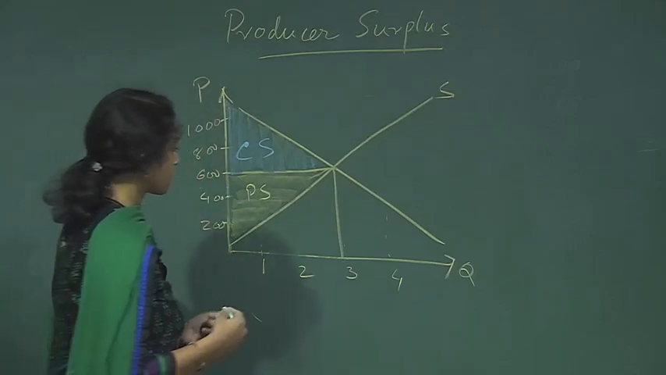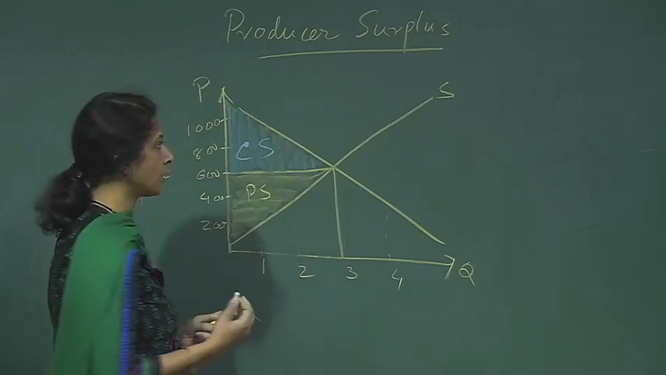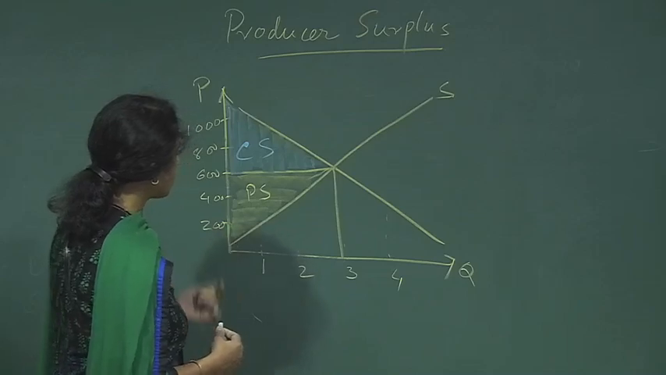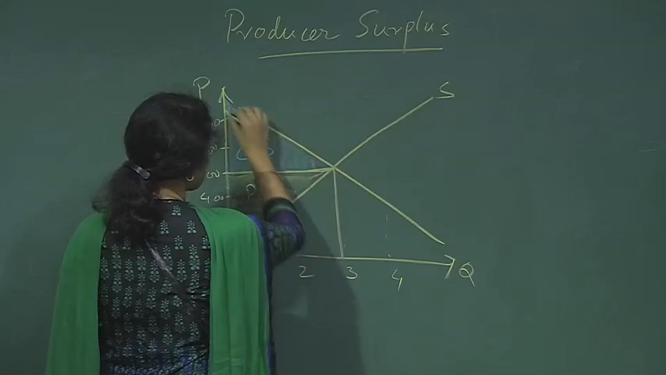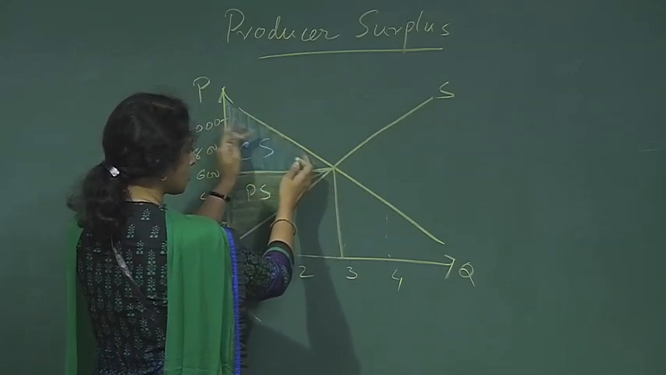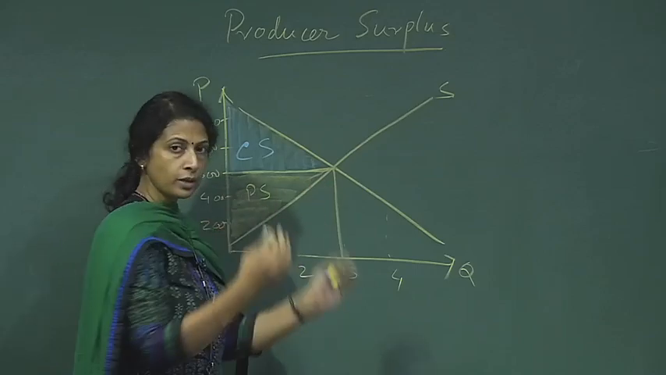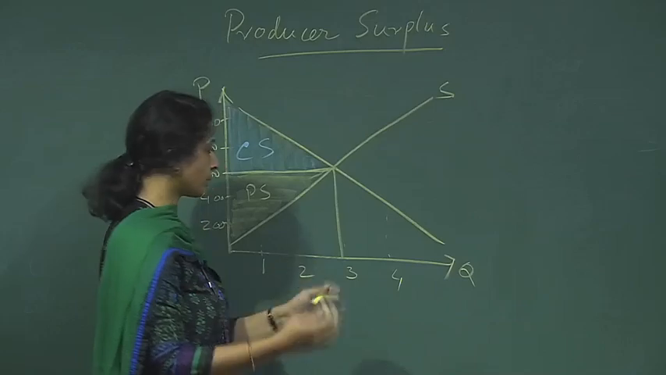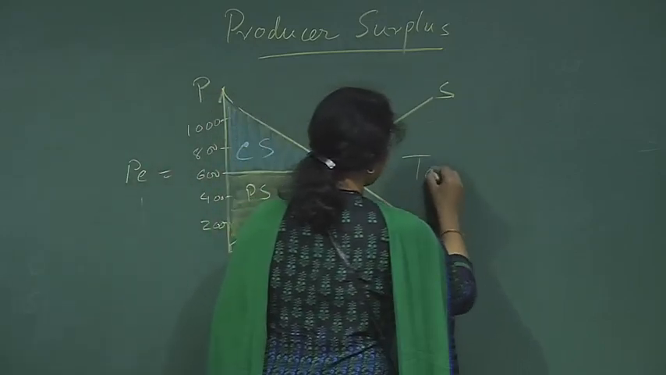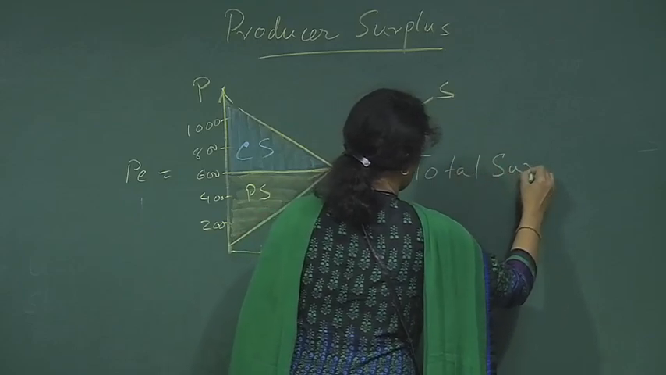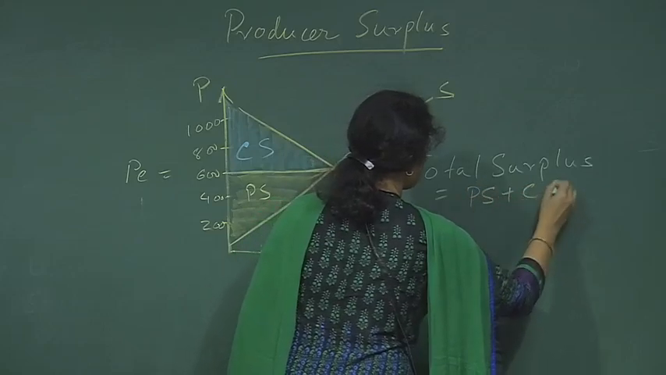So, we talked about the well-being of the producers and suppliers in the market. What happens to the well-being of the consumer? Well-being of the consumer is measured by this region. The consumer's well-being is this region, and the producer's well-being is measured by this region, and the total well-being of the market players or the total well-being of the economy is equal to this total surplus. So, total surplus is equal to producer surplus plus consumer surplus.